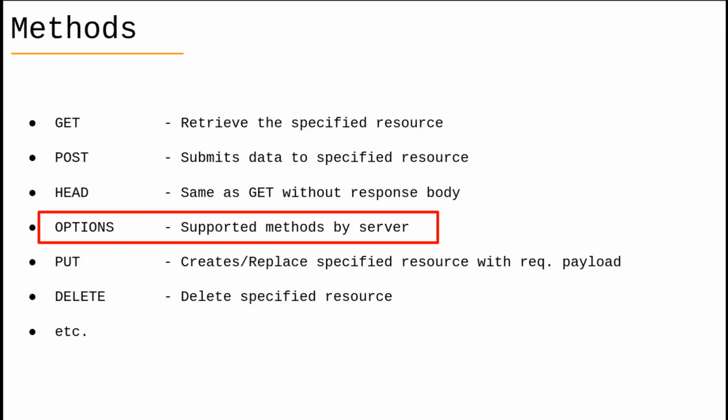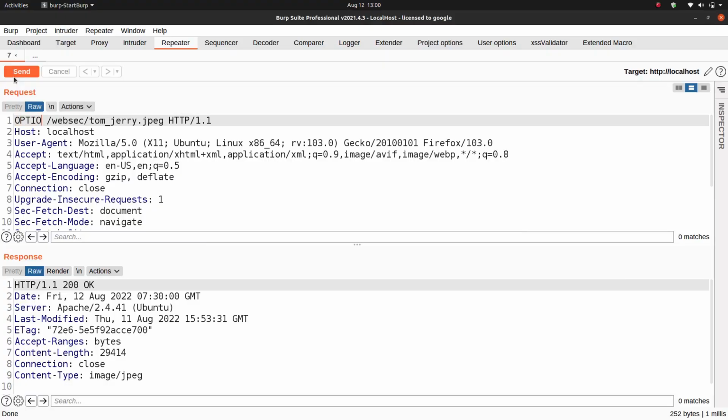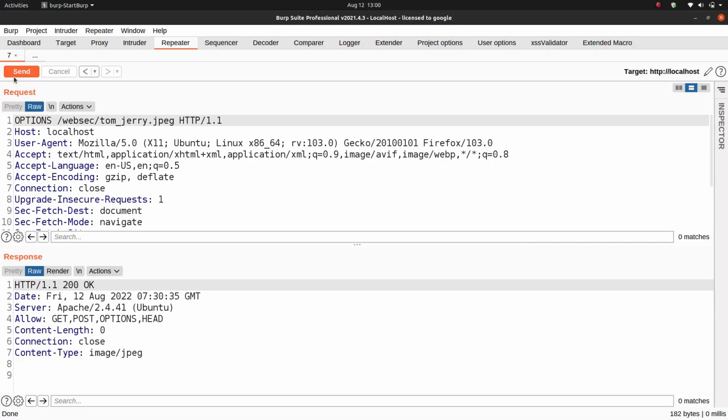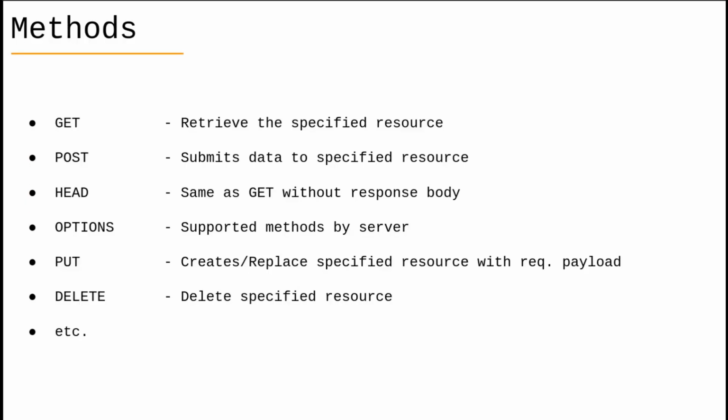Next we have the OPTIONS method. It returns the list of different communication methods supported by the target resource or the server. So here if we send the request, we can see that currently we have these many methods available to communicate with the server.